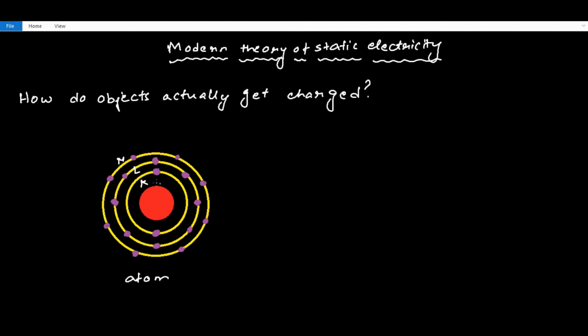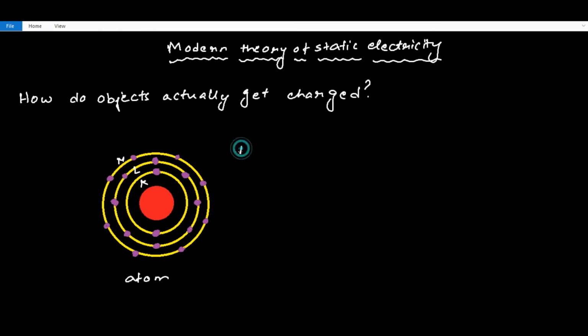The nucleus is designated by this big red dot. Actually, the nucleus is very small, but just for the sake of simplicity, I've drawn it a bit larger. The nucleus is the hub for all the positive charge and the mass of an atom, which means all the protons and all the neutrons are present inside the nucleus. The electrons, on the other hand, keep revolving around the nucleus in well-defined circular orbits. This is the theory of an atom according to Niels Bohr's atomic theory.